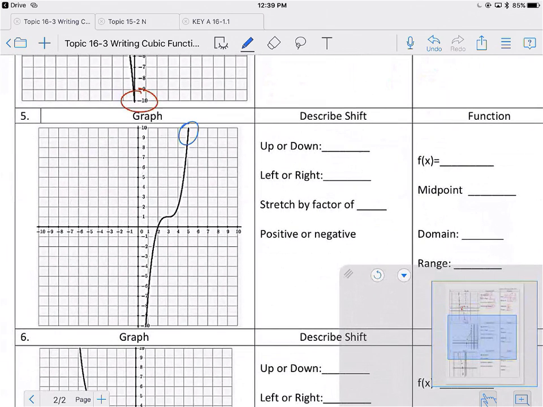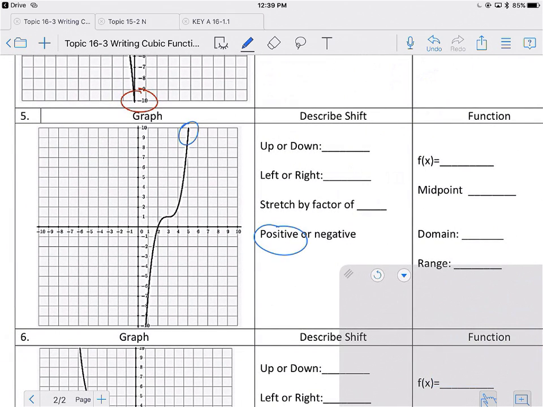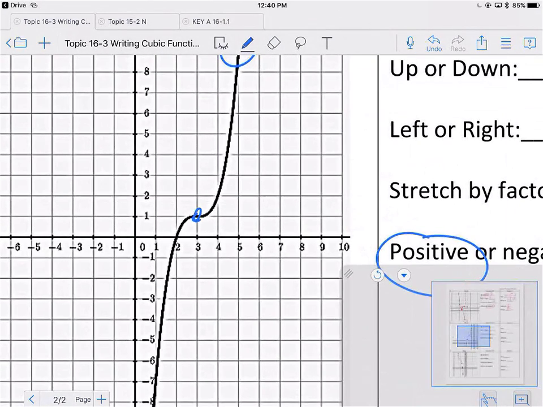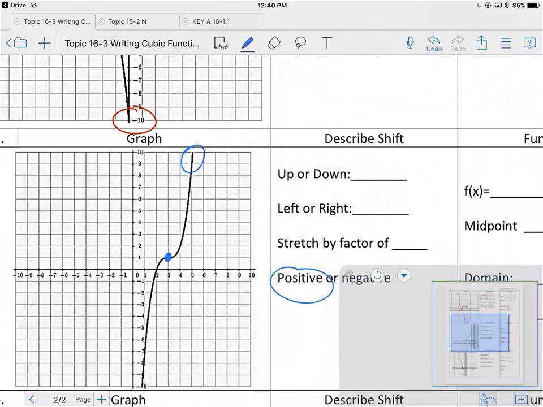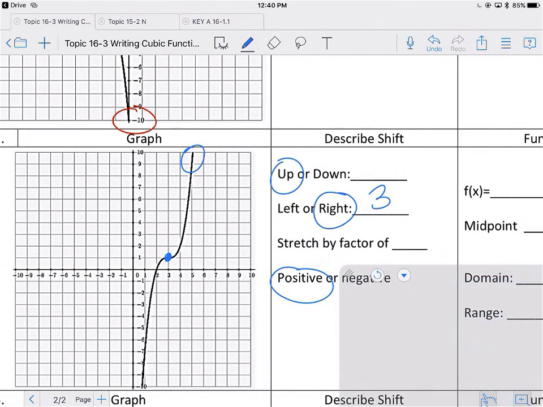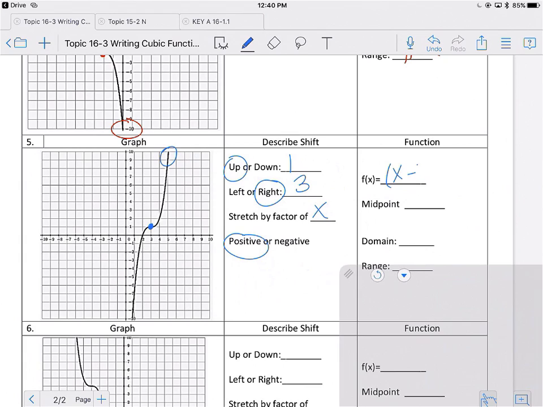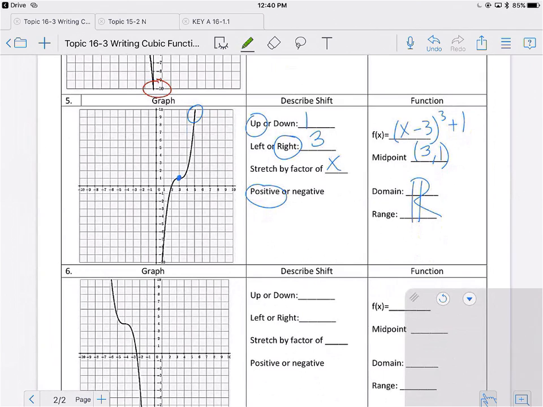Problem 5, my end behavior ends positive. My midpoint is right here. So this one goes to the right 3, up 1, and does not stretch because we will not have any stretches here. So right is x minus 3, up 1 is a plus 1. The midpoint is 3, 1, and the domain and range is all reals.